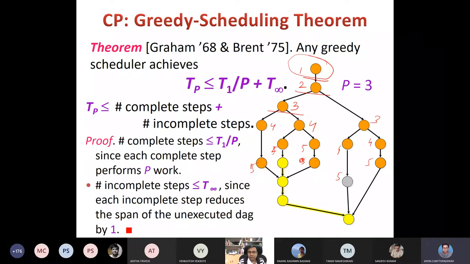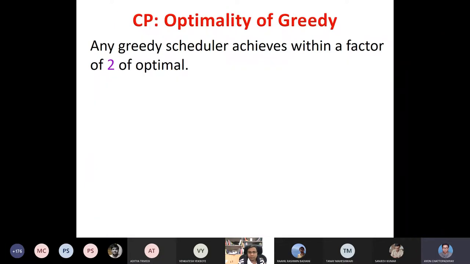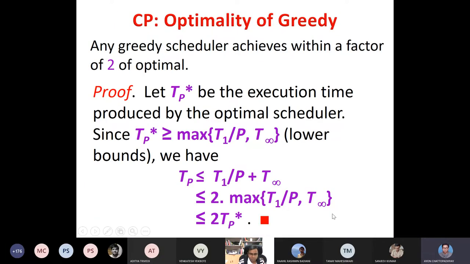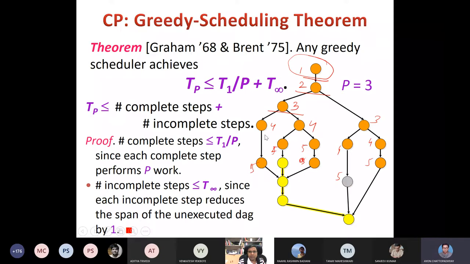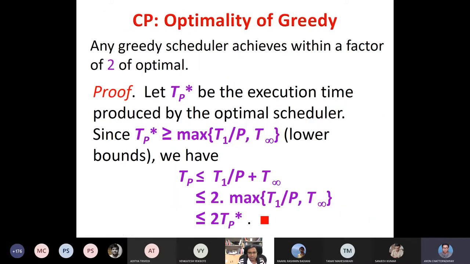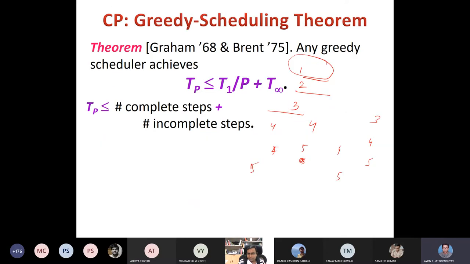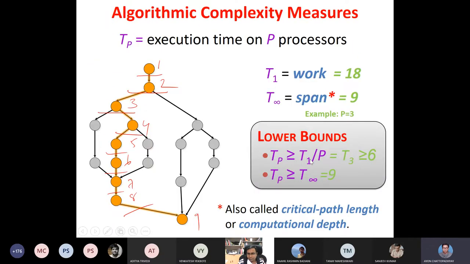We can say the greedy scheduler achieves within a factor of two of optimal. How can we say that? Because if you look at it, TP is less than T1 by P plus T infinity, and we will represent this as T1 by P plus T infinity. In the earlier slide, what have we seen? Are you able to see this? TP is greater than or equal to T1 by P, and TP is greater than or equal to T infinity.